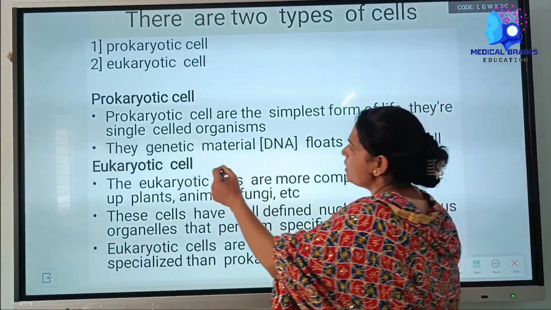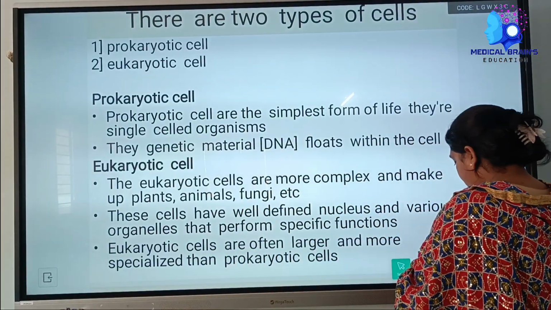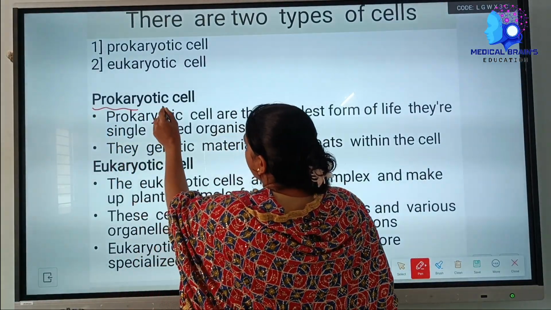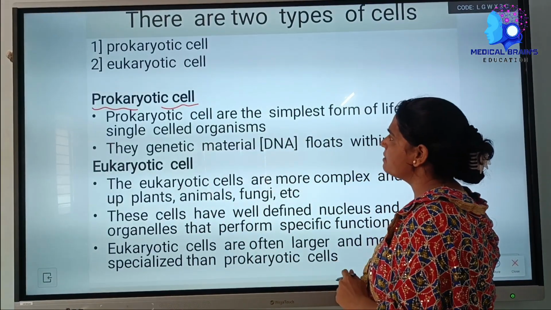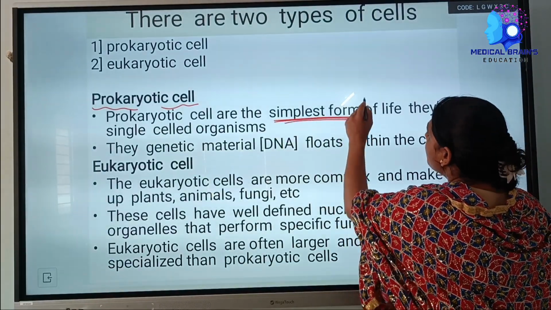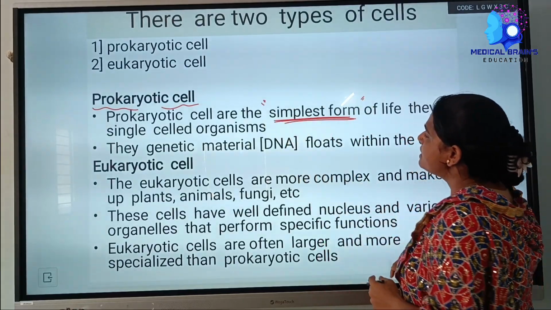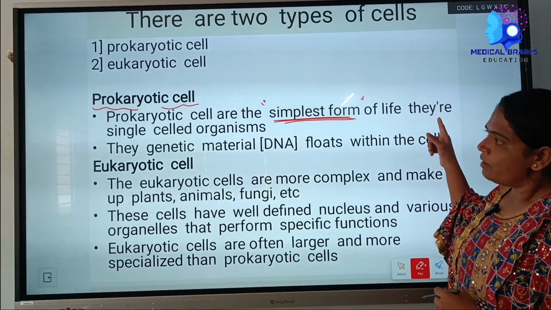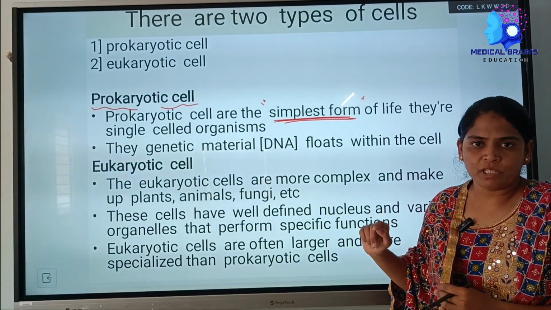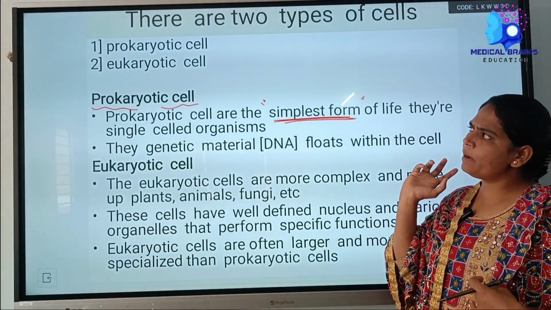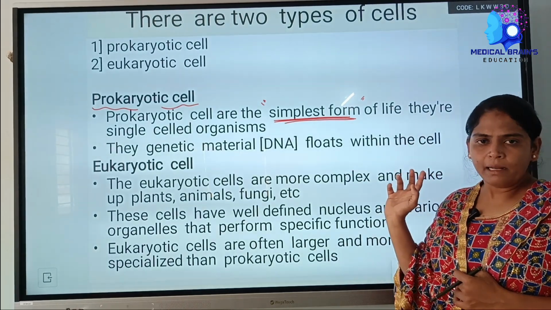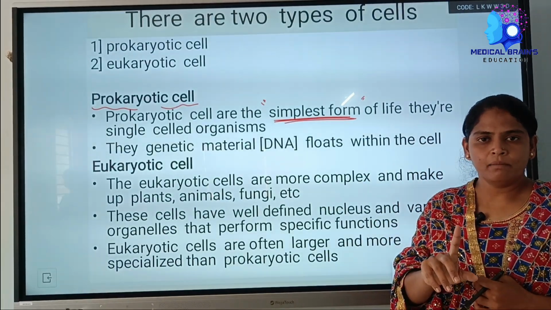See here, the first one is your prokaryotic cell. Prokaryotic cells are the simplest. I'm going to give it a double underline. Simplest form of life. They are single-celled organisms, right? So what is meant by prokaryotic cell? It's clear that it is made with a single cell.